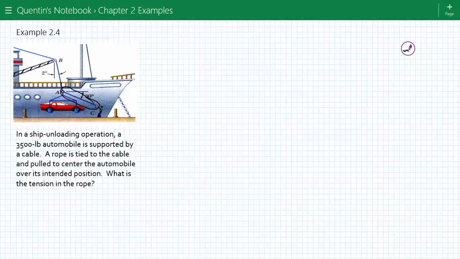Okay, so how do we do this? Well, let's start with a free body diagram. Where do we want to consider the free body diagram? We can consider here. There's lots of places that you can do it. The one that's going to make the most sense is point A. So let's look at point A.